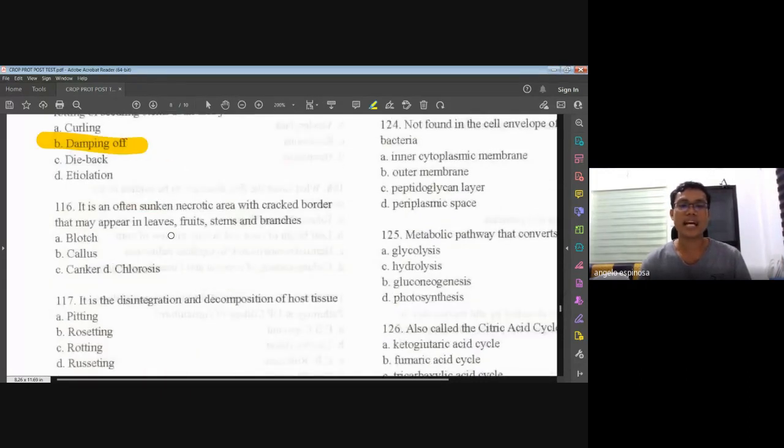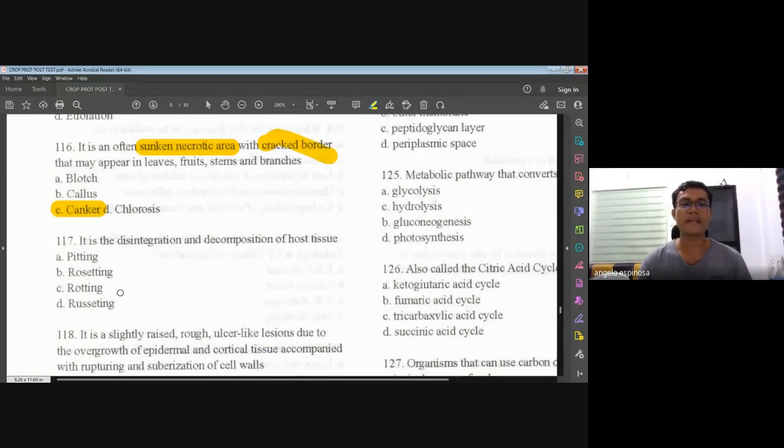116, it is an often sunken necrotic area with cracked border, and appears in leaves, fruits, stems, and branches. What's it called? Canker. Letter C, that is canker.